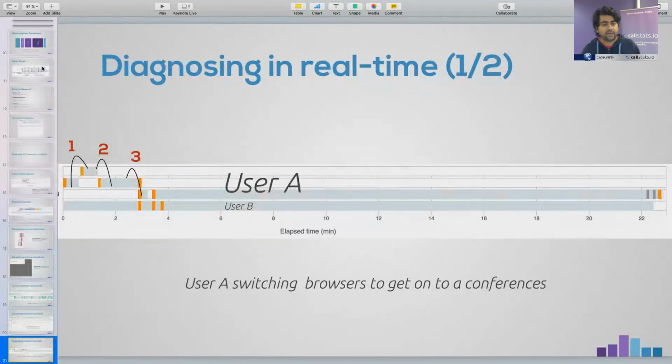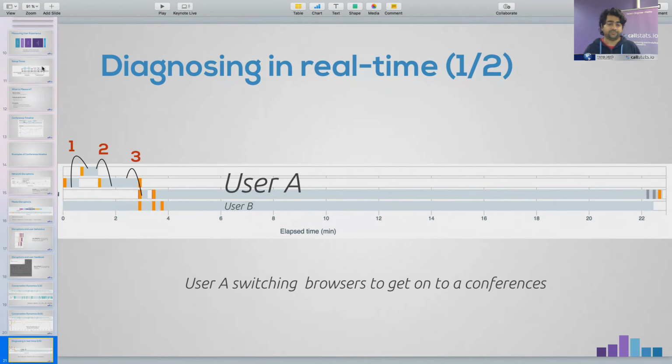And there's another thing, like diagnosing in real time. After we saw this observation a couple of years ago, we productized it. And what you see here is that user A, marked by 1, 2, and 3, basically switched instances. So you came onto a call, did something, then swapped to another browser or another window, came back into the first one, did not work, switched to a third window, and then worked.